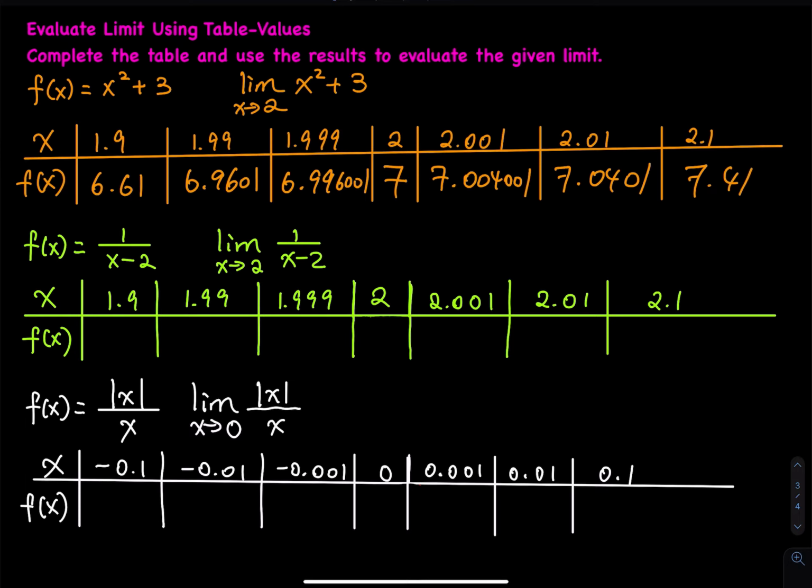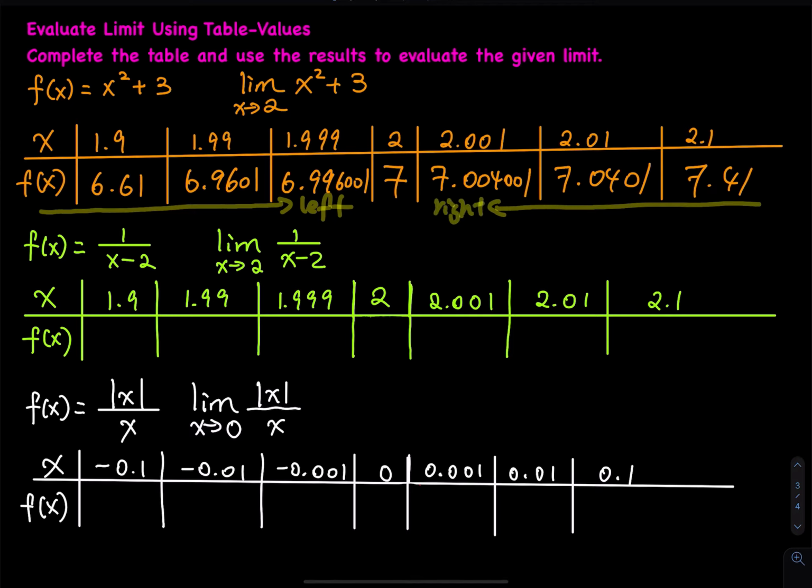So as x approaches 2 from the left, and x approaches 2 from the right, what do you have? This is the left side. Left side means x slightly less than 2. Right side means x slightly greater than 2. We can see that the y's are so close to 7. So as a result, the limit is equal to 7.